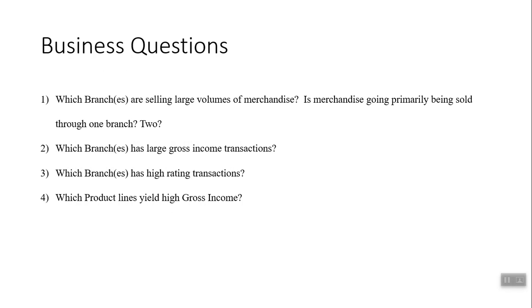So these are the 4 business questions I'm going to be looking at. The first one revolving around large sales volumes of merchandise or product lines. Number 2 being branches having large gross income transactions. Number 3 being branches having high rated transactions. Ratings revolving around customer ratings. Number 4 being which product lines yield high gross income.